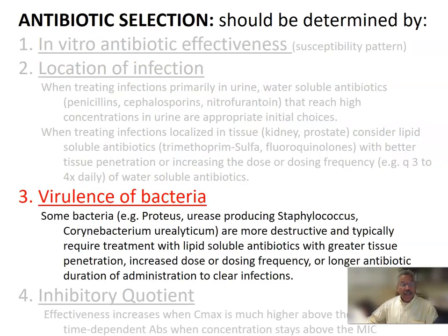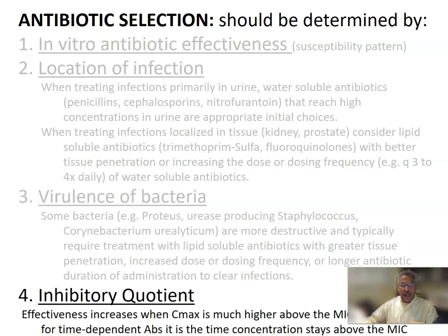The next thing I want you to consider is the virulence of the bacteria. Proteus, urease-producing staph, and Corynebacterium are quite destructive. For example, Proteus is usually susceptible to most antimicrobics, but in my experience, you will not effectively clear it without using high doses or antibiotics that have better tissue penetration, like those that are lipid-soluble, like a fluoroquinolone or trimethoprim sulfa.